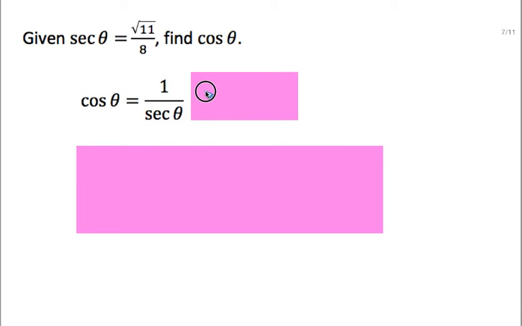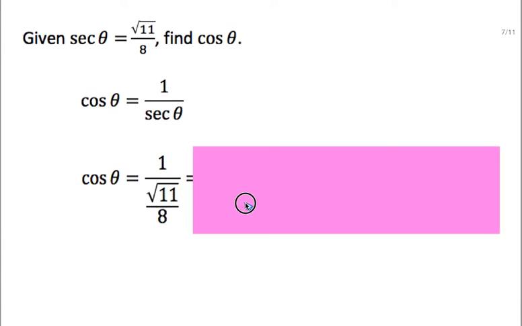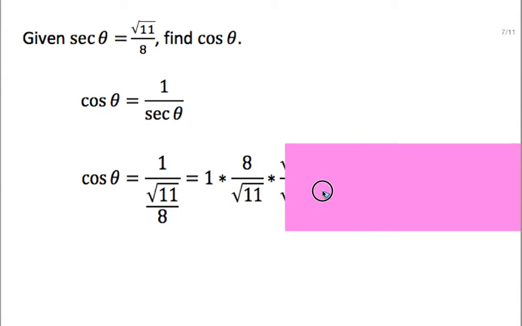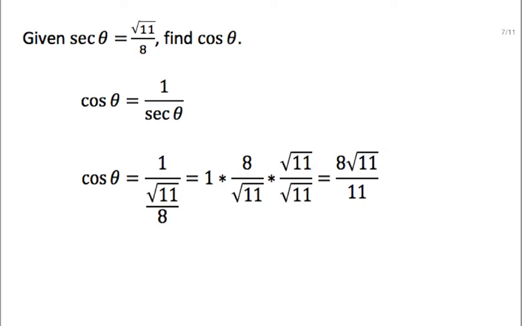You can just say, hey, to find cosine theta, I'm just going to do 1 divided by whatever secant theta is. So this is my secant theta. And so I'm going to do 1 divided by square root of 11 over 8. Do the whole keep, flip, change thing. Okay. Then you're going to have to get rid of your radical in the denominator. And then you get your final answer.